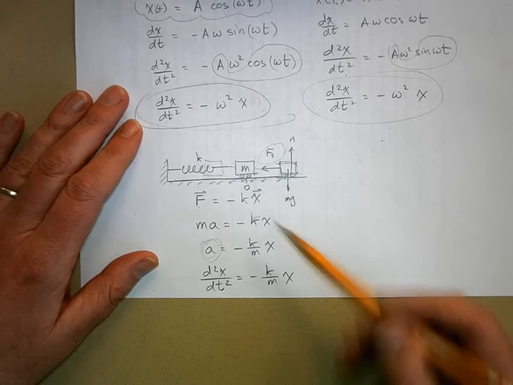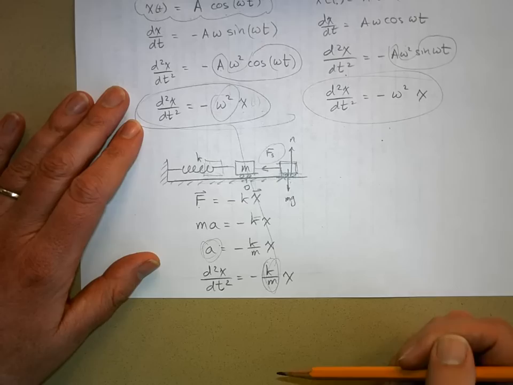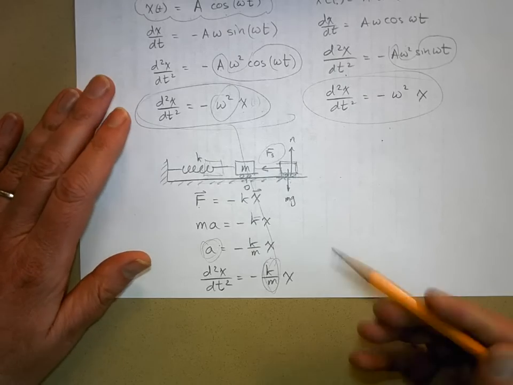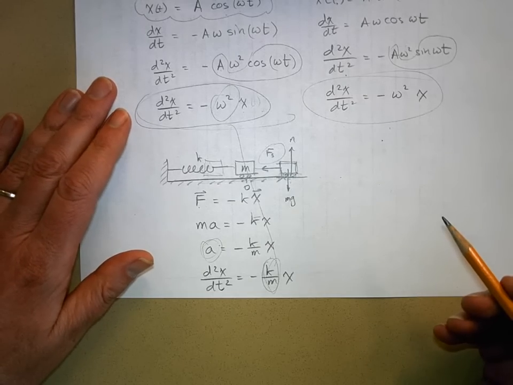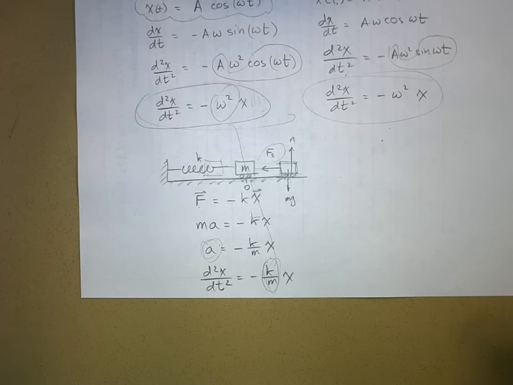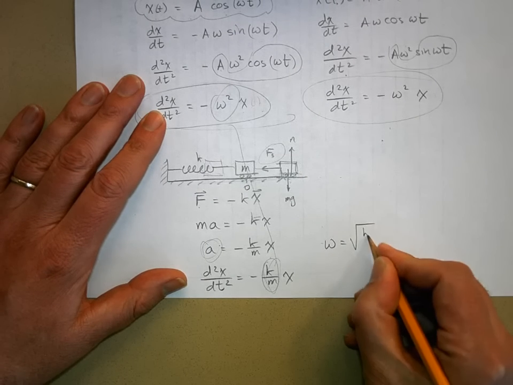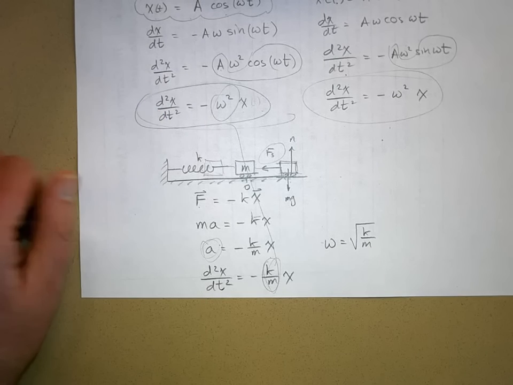This right here, that's omega squared. That's the angular frequency. Okay, this tells me how many radians per second I'm going through. So omega is equal to the square root of k over m.